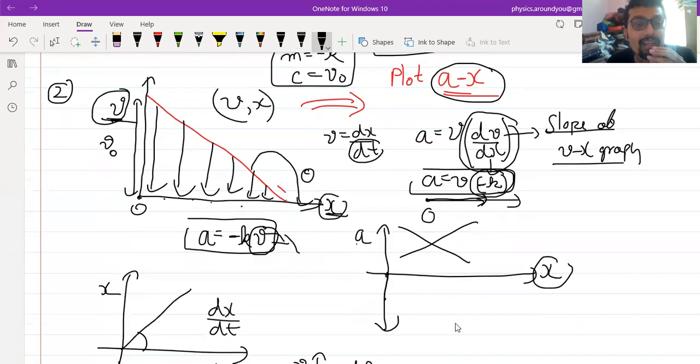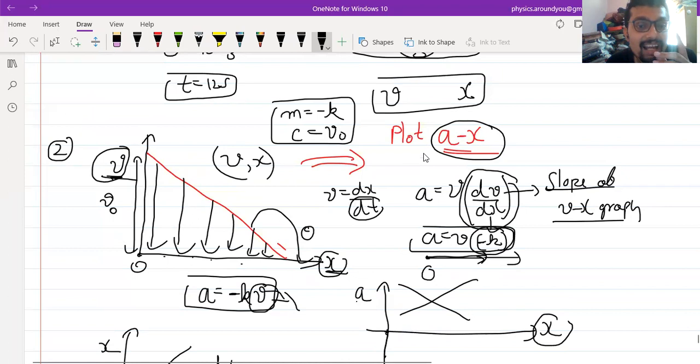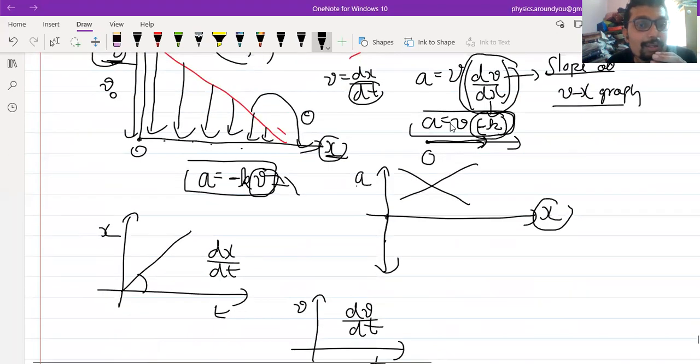After this, what do I do? The only way I can relate acceleration and displacement is a is equal to v dv by dx. dv by dx is the slope of the velocity-position graph. And from the given graph, it is evident that this should be negative. So I equate dv by dx to be minus k because the slope is negative. So from there, what did I get? I got a is equal to minus k into v.